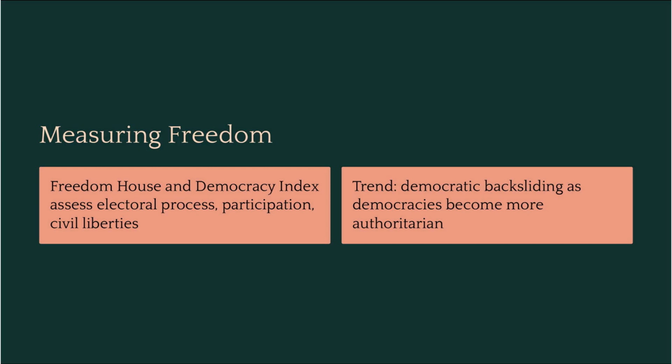So how do we measure success? Organizations like Freedom House use the Democracy Index to assess electoral processes and civil liberties. But there is a concerning trend: democratic backsliding. Around the world, we are seeing established democracies slowly becoming more authoritarian. It is a reminder that freedom is not guaranteed. It has to be maintained.